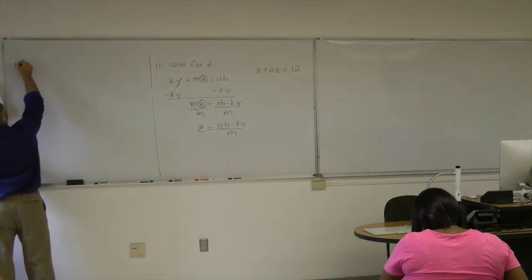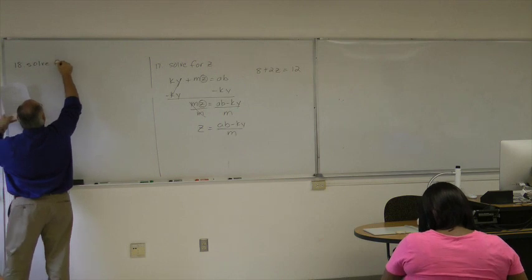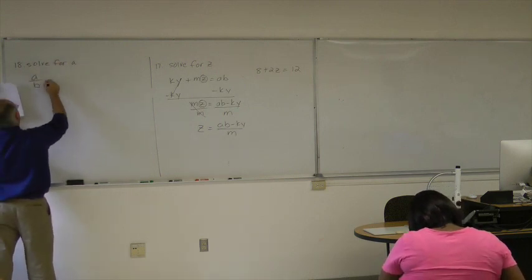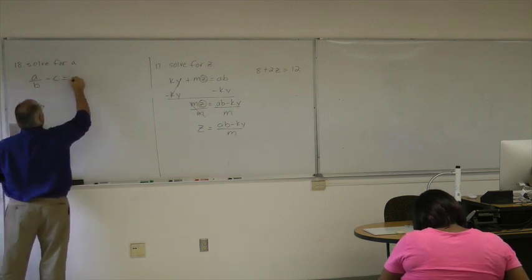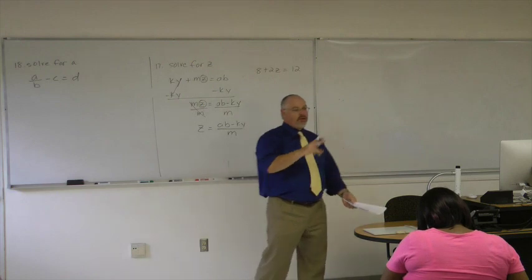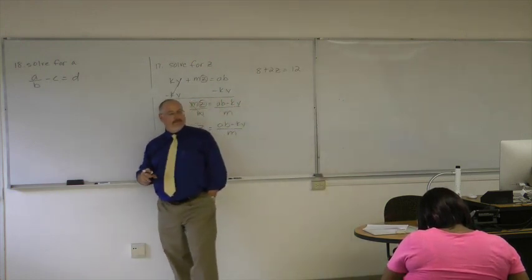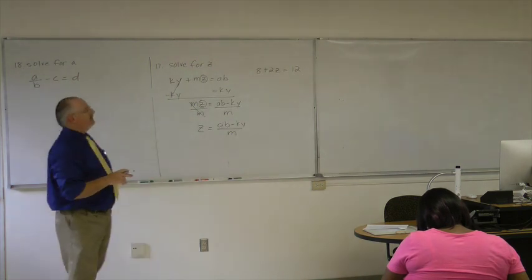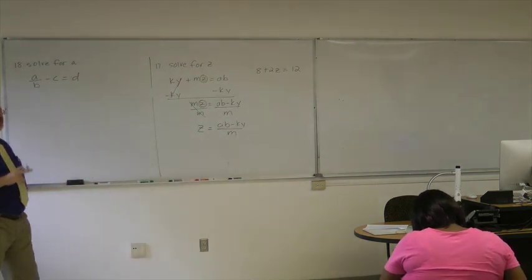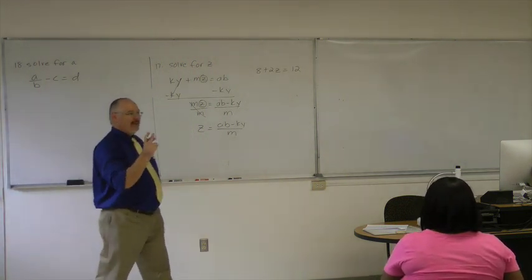All right, so 18. We're going to solve for A. So A over B minus C equals D. Okay. All right, so what did you do first? I multiplied to get rid of that fraction, I multiplied B on each side. Okay. You think that's what you did. That's what you tried to do.